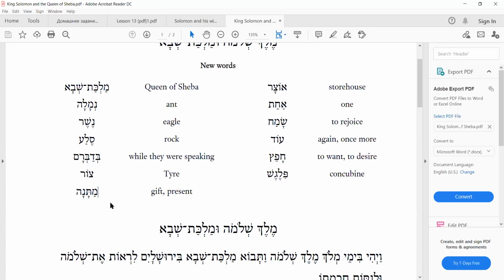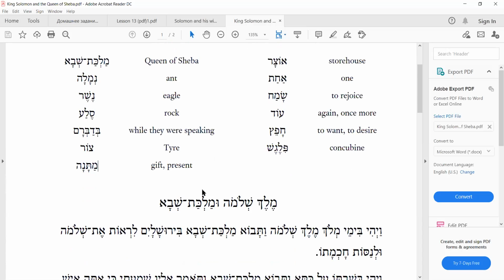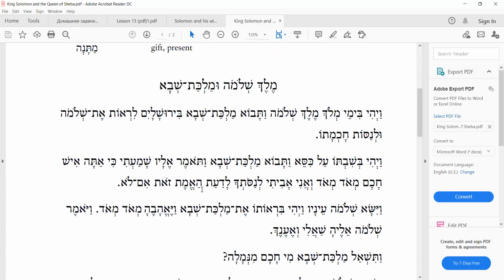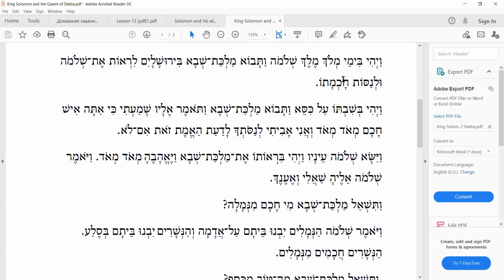Matana is from the root natan, to give, and matana means gift or present. Otsar is the storehouse. Achat is one. Samach is to rejoice. Od, again, once more. Chafetz, to want, to desire, to admire, to delight in something. And Pilegesh is a concubine. So these are words unknown to you that may occur in this text. So let us try to read.